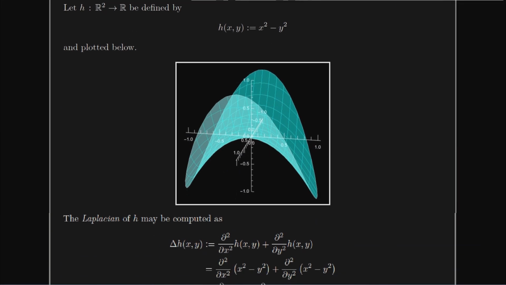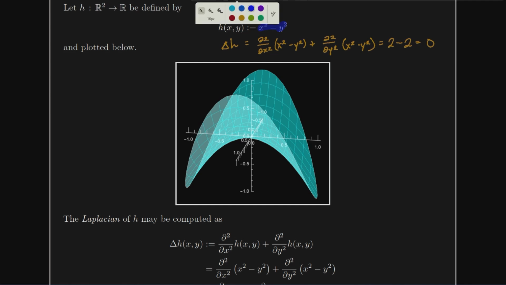And finally, this example that I kind of already talked about with saddle points, but we can compute the Laplacian on this example, x squared minus y squared. The Laplacian will be partial squared in the x direction, added to partial squared in the y direction. And we're going to end up with, I guess, 2 from the x term and negative 2 from the y term. So the Laplacian of h will just be 0, meaning I have equal positive and negative curvature everywhere.